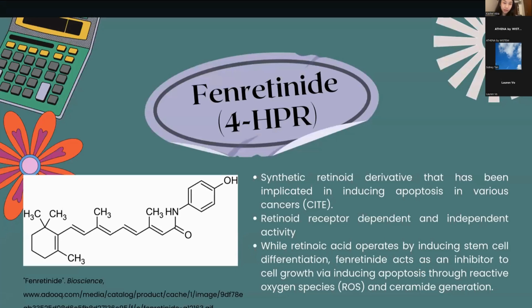When we treat AML, we use therapies and drugs that target specific stages in the cell cycle. One that I investigated was fenretinide, a synthetic retinoid derivative. Retinoid derivatives, basically, behave like retinoids or vitamin A. However, fenretinide is particularly unique as its mechanisms of action involve being an inhibitor of cell growth and activating these apoptotic pathways through ceramide and reactive oxygen species, or ROS, generation.